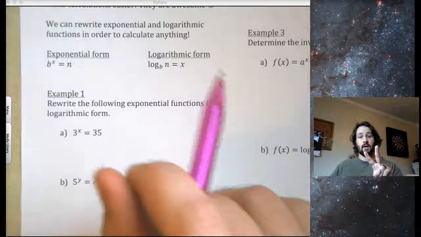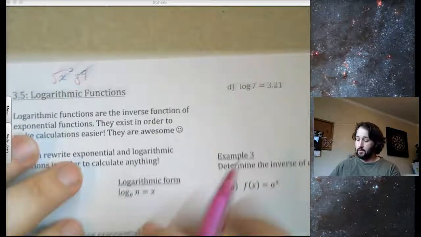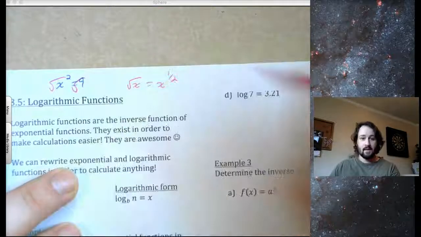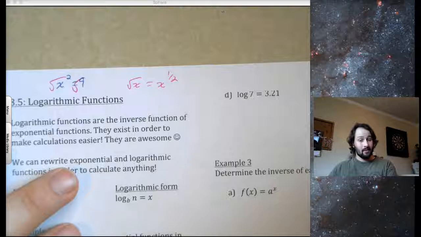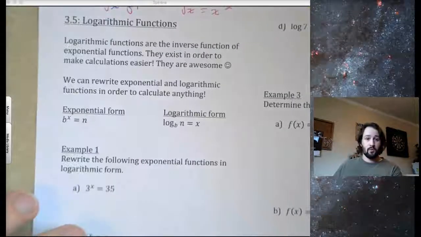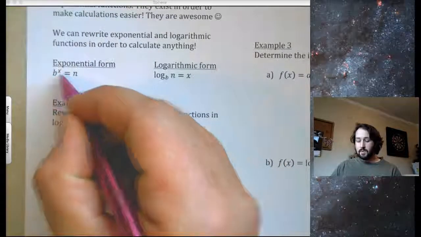There's two forms. We can rewrite this the same way in both forms, just like how we can rewrite the square root of x as x to the 1/2. They mean exactly the same thing, so they have the same value if we were to evaluate them with a number. All right, so exponential form: b is the base, x is the exponent, equals n.